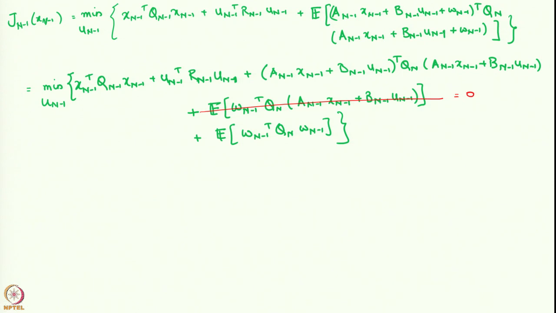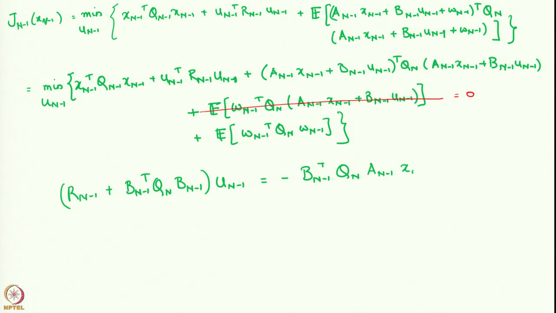Essentially the way you find that is by differentiating this entire expression here and putting the derivative equal to 0. If I differentiate this entire expression and put the derivative equal to 0, I get that the optimal u_{n-1}, u_{n-1} star, let us say, must satisfy R_{n-1} plus B_{n-1} transpose Q_n B_{n-1} u_{n-1} equals negative of B_{n-1} transpose Q_n A_{n-1} x_{n-1}.